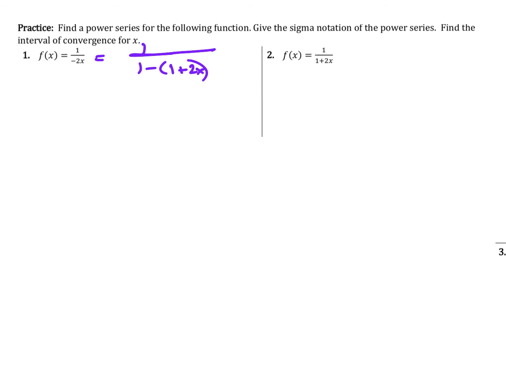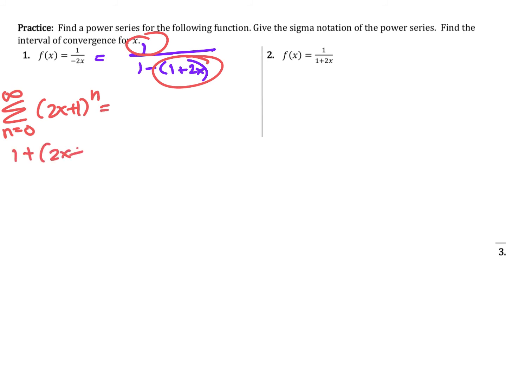Now that I've done this, I can identify my first term as 1 and my ratio here, so I can write the sum from n equals 0 to infinity of 2x plus 1 to the power of n, and then if I'm going to expand it out, that's 1 plus (2x plus 1) plus (2x plus 1) squared plus (2x plus 1) to the third power plus dot, dot, dot, plus the general term, (2x plus 1) to the nth power plus dot, dot, dot.